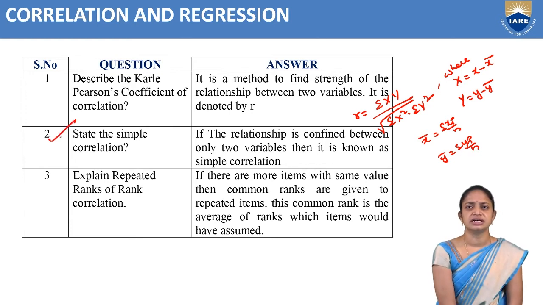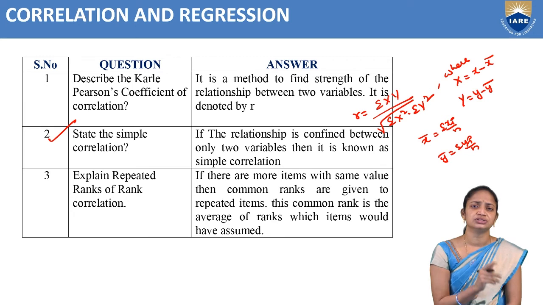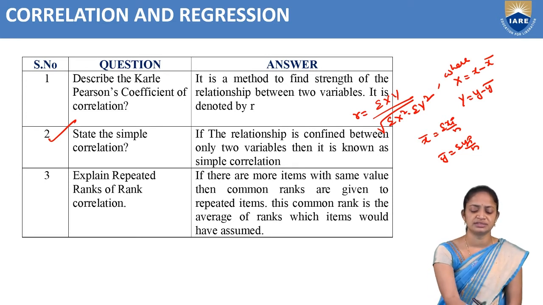Next definition: state the simple correlation. First of all, the relationship between two variables is known as correlation. In that we have two types: the first one is simple correlation and the second one is multiple correlation. In simple correlation, we consider the relationship between only two variables. If the relation is between two variables, it is known as simple correlation.